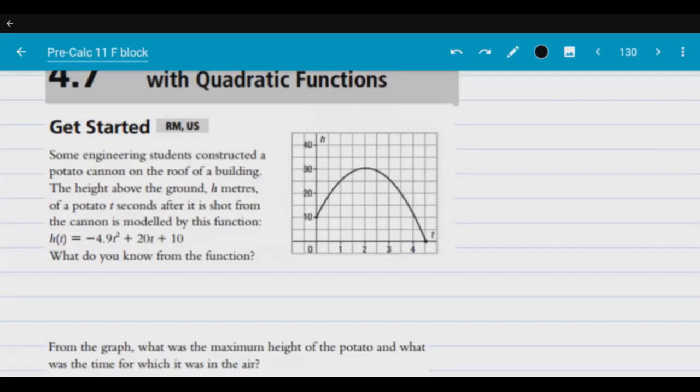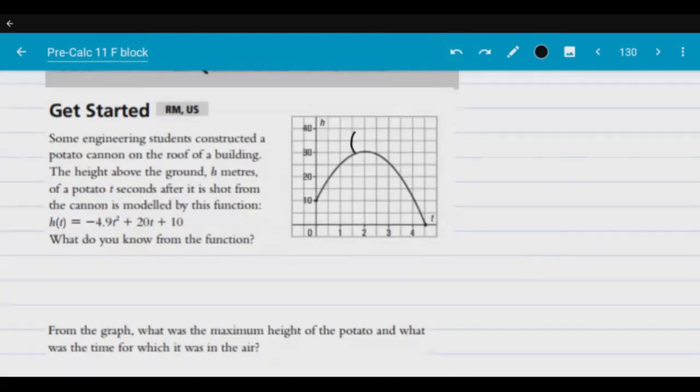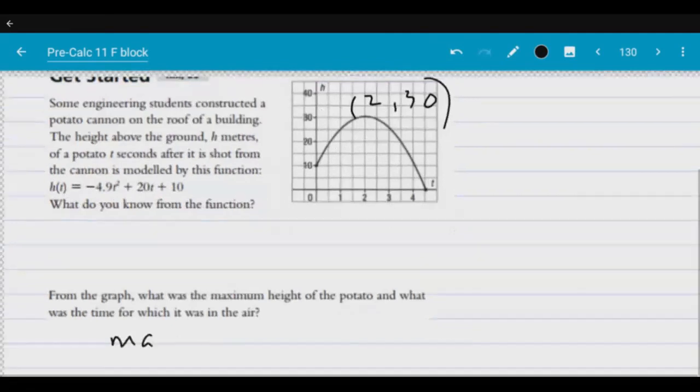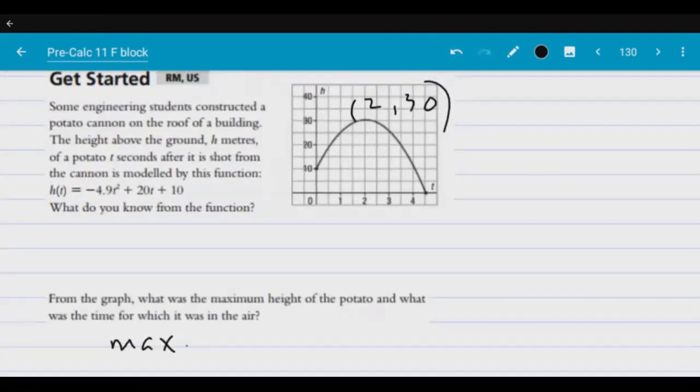All right. The maximum height would be given by the y value of the vertex, but in this case, it's an h value, which represents the height. The h coordinate would be approximately, maybe this one would be about 30, right? So probably the maximum height would be about 30. We're just coming up with an estimate, okay? Maximum height about 30 meters.